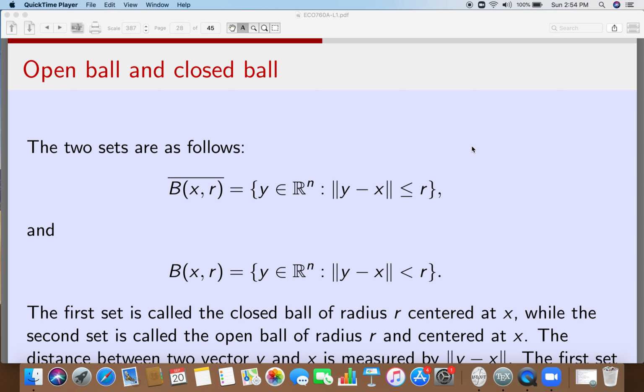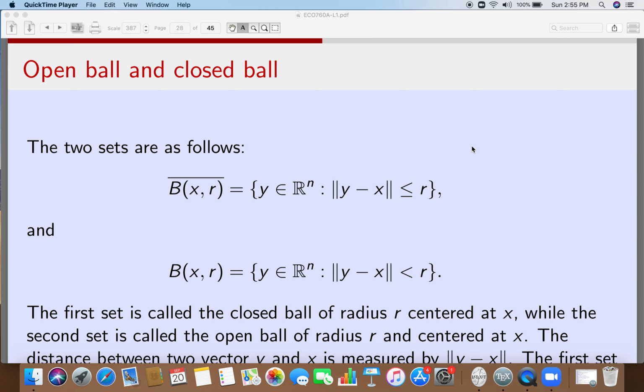So let us first study two sets. One is called the closed ball, the first one, B-bar(x, r), the closed ball centered at x and with radius r. It consists of all y for which the distance of y from x is less than or equal to a fixed number r. If you look at the two-dimensional case, when n is 2, it is the closed disk. You take a circle of radius r and shade all the part inside that circular disk. So it is the circular boundary as well as the disk.